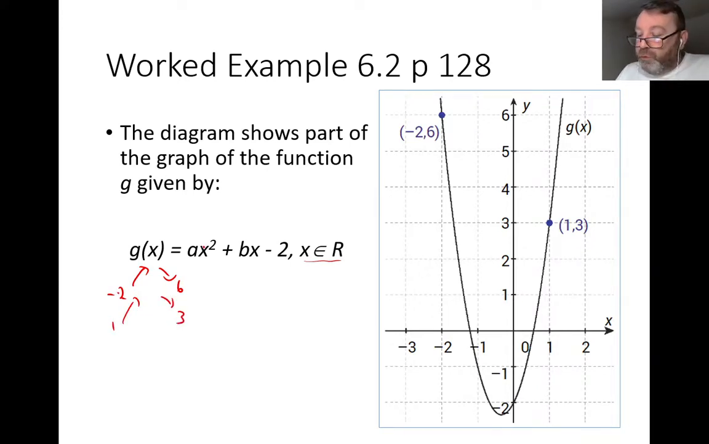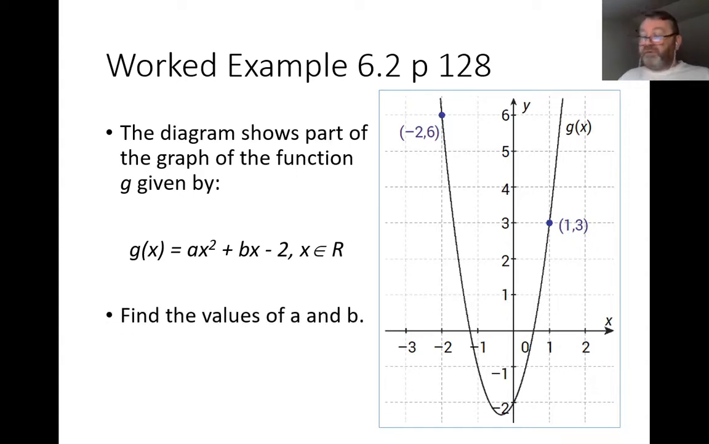So minus 2 goes in there, wherever the x is, and comes out as 6. And 1 goes into this function and comes out as 3. So once we understand that, we should be able to generate a statement of fact as to how this function links these domain and range values in both points. So it says find the values of a and b.